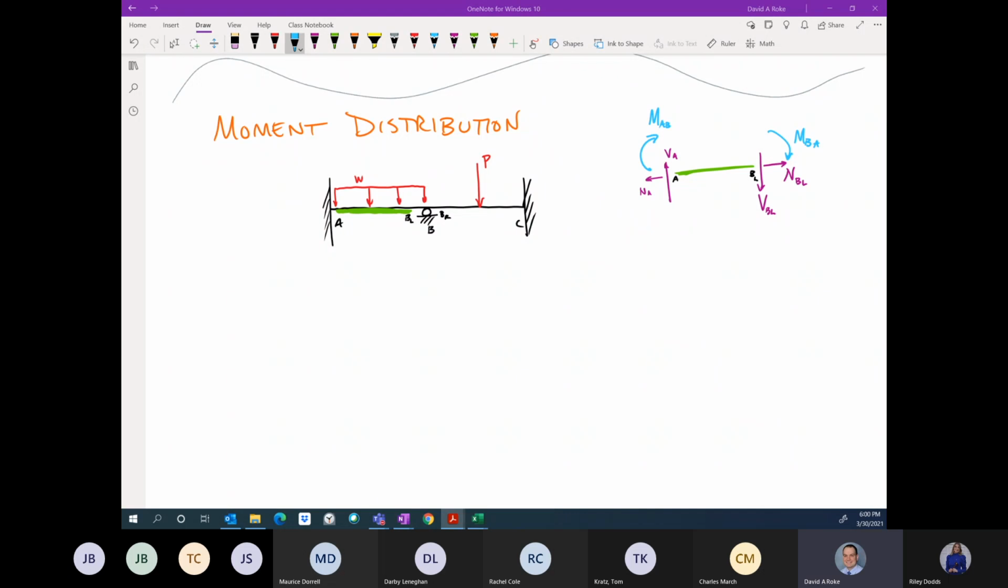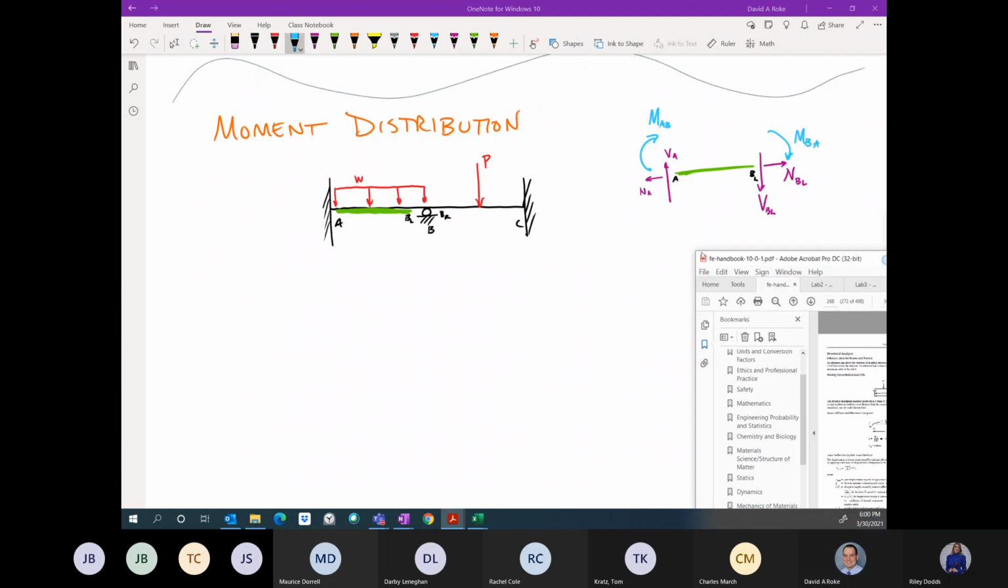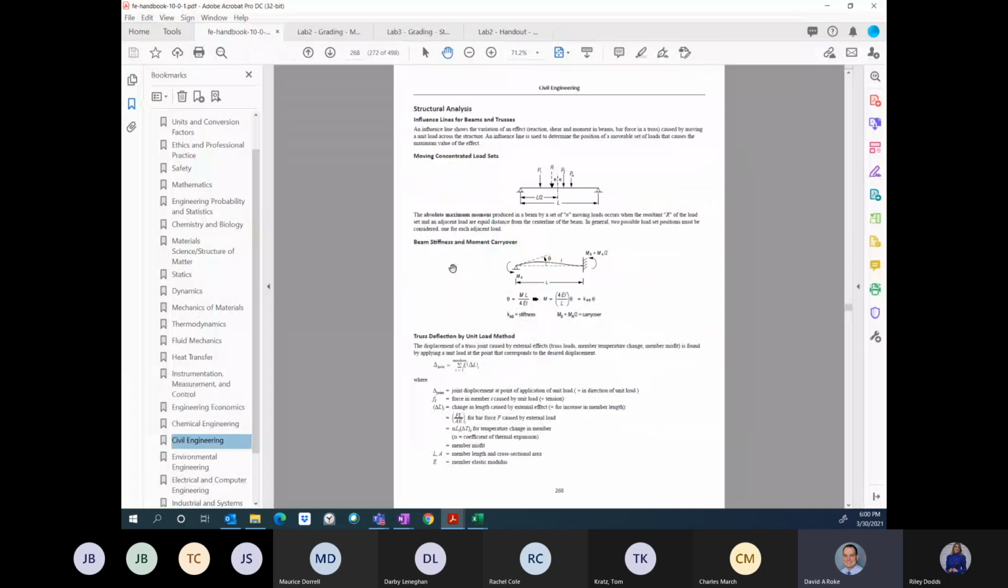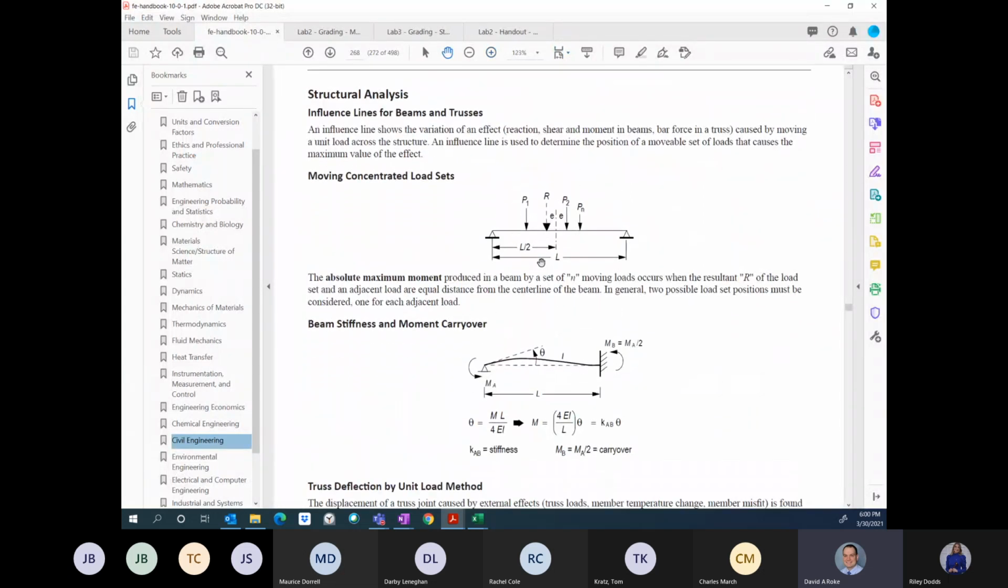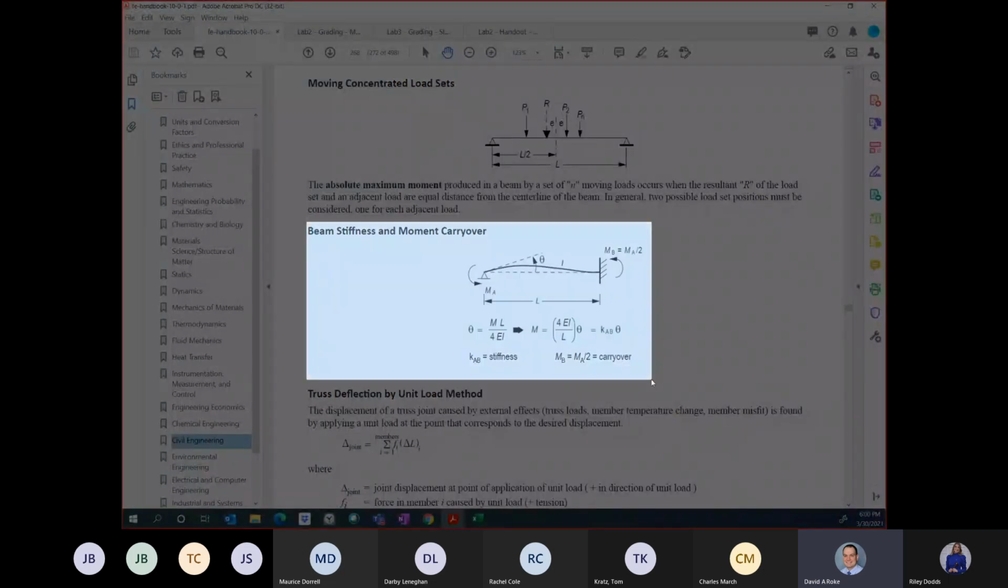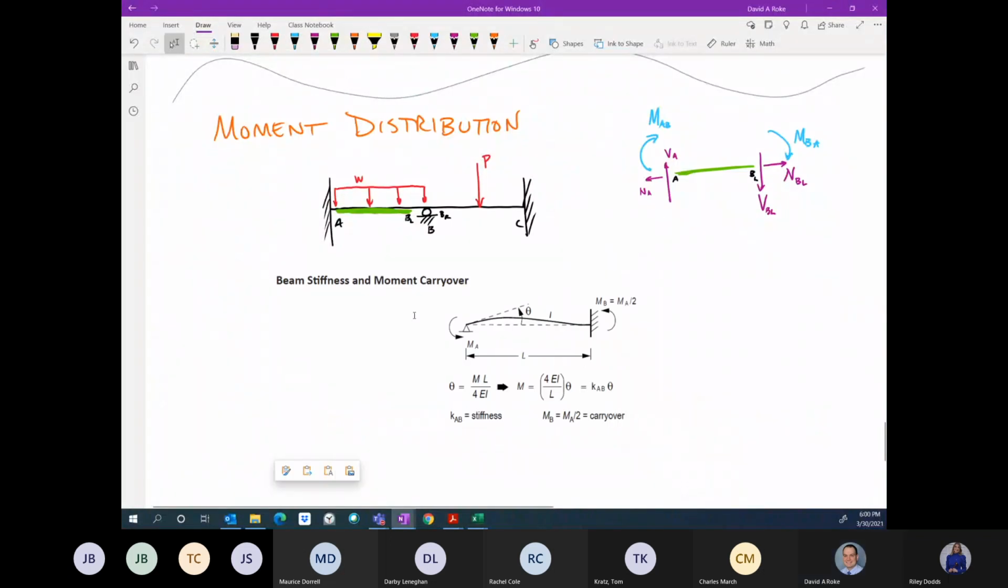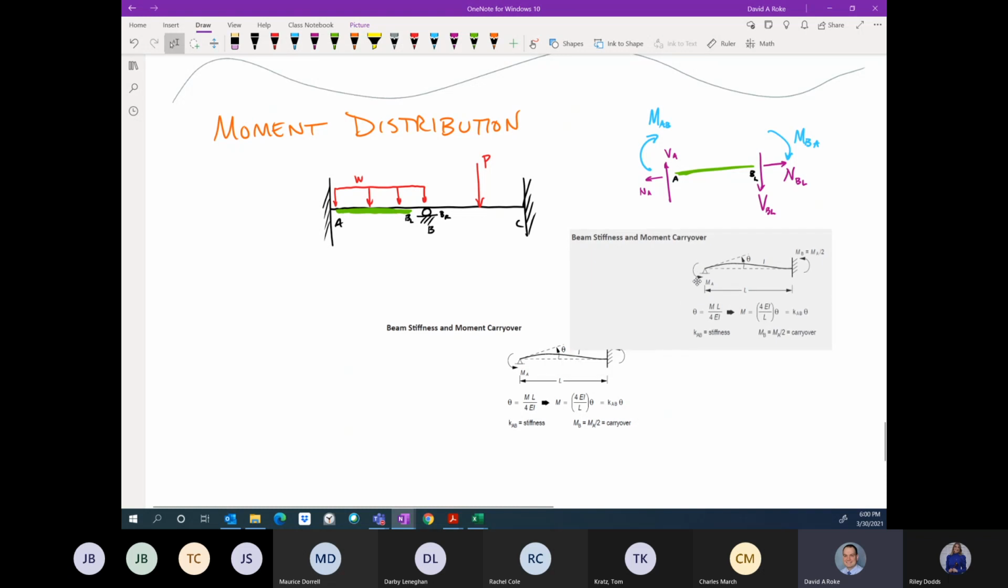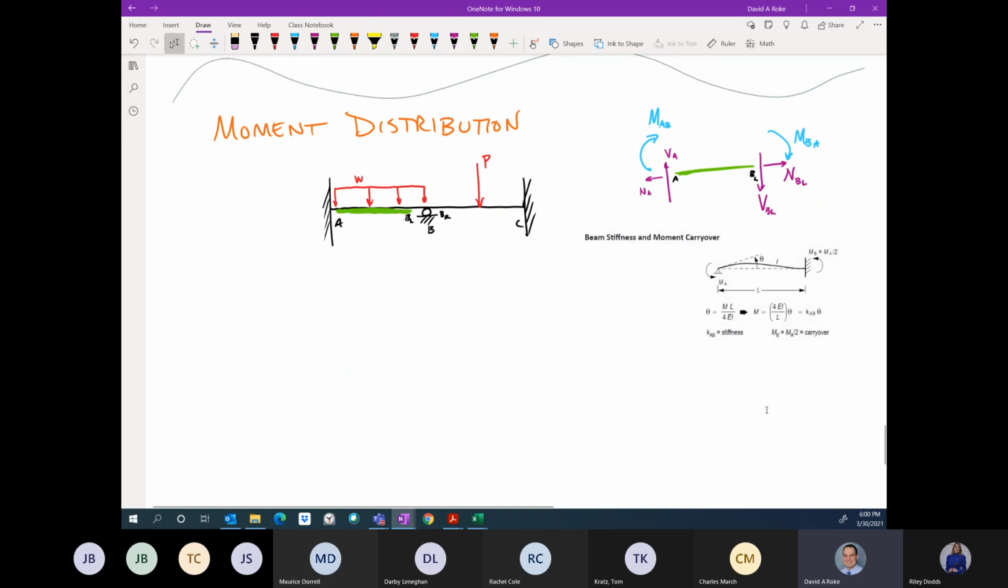So let me pull up that handy dandy section of the book. So here, this beam stiffness and moment carryover, this is what we're using. And I'll just reproduce it again, because I can. And so we have this stiffness for EI over L. Now, this is actually based on a fixed end beam. I know what's shown up there is a pin on one end and a fixed end on the other, but this is true for this fixed condition.